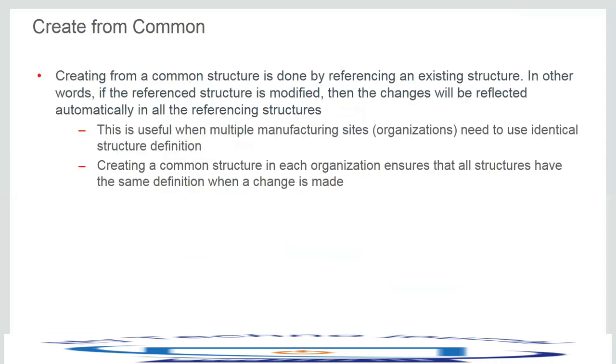The next one is create from common. As we have discussed, common structures are identical to the source structure from which they are made common. The target structure is created with the same effectivity as the source structure, and the structure type of the common structure should be the same as its source structure.